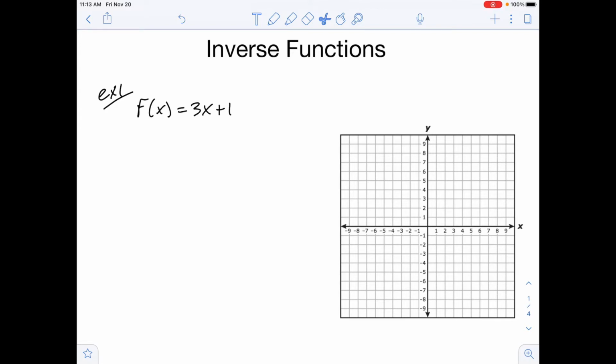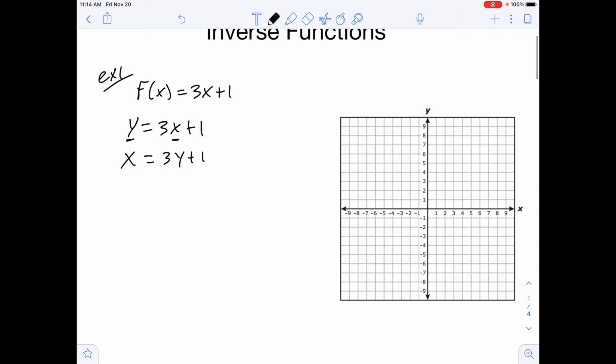We got f of x is equal to 3x plus 1. Well, you know that f of x is equal to y. So I'm just going to say that y is equal to 3x plus 1. The reason I'm going to do that is because in order to find the inverse, I'm actually going to switch x and y. So I'm going to say that x is equal to 3y plus 1. So again, I'm switching the x's and the y's. And what I'm going to do is then resolve this for y.